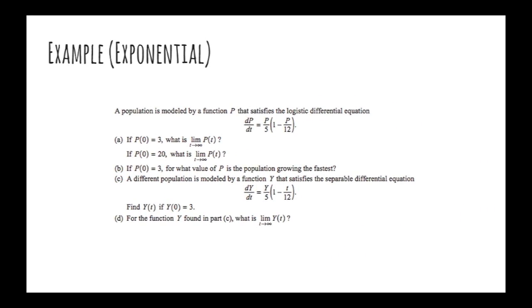Now let's go to part B. If the initial condition is 3, for what value of P is the population growing the fastest? Okay, so remember the graph, the logistic curve? Remember how we talked about how when it's rising the fastest, it's when it's halfway to its max population, or the max people that know the rumor?